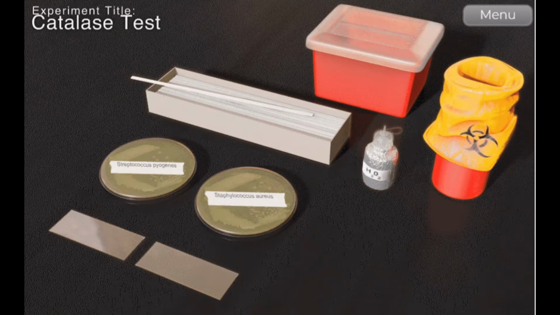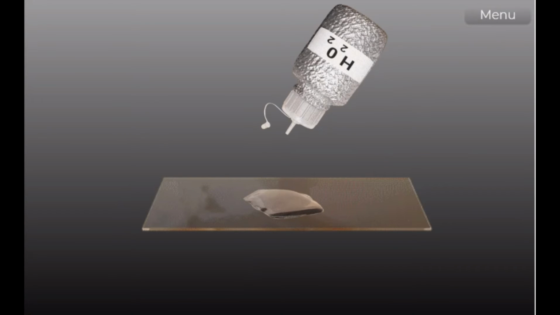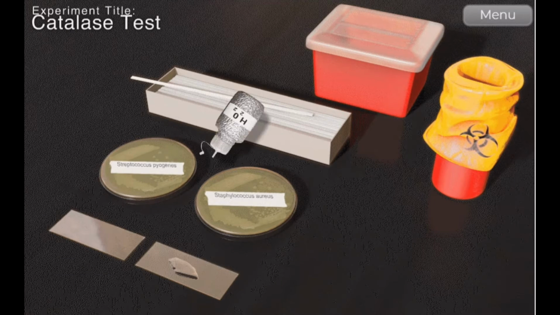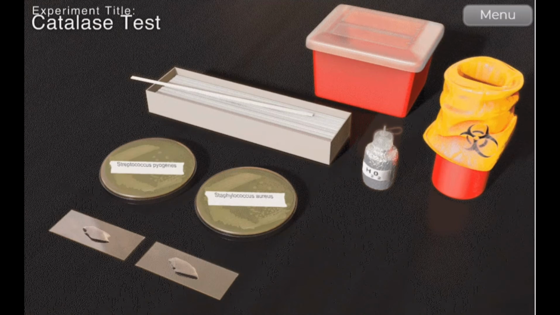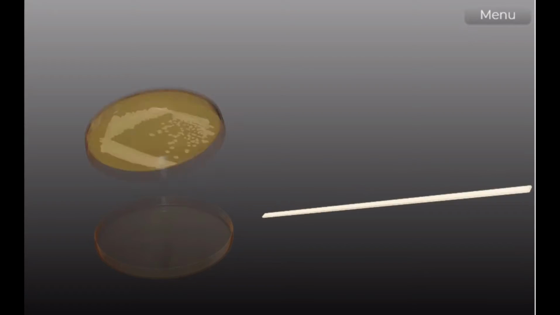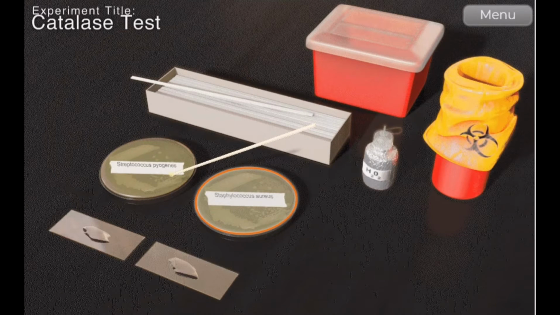So, the step in the catalase test is first we need to put a drop of H2O2 on each slide. Next, we will isolate the colony using a stick. First, we'll isolate Staphylococcus aureus. After we pick the isolated colony, we will mix the bacteria into the H2O2 and watch for bubbles.